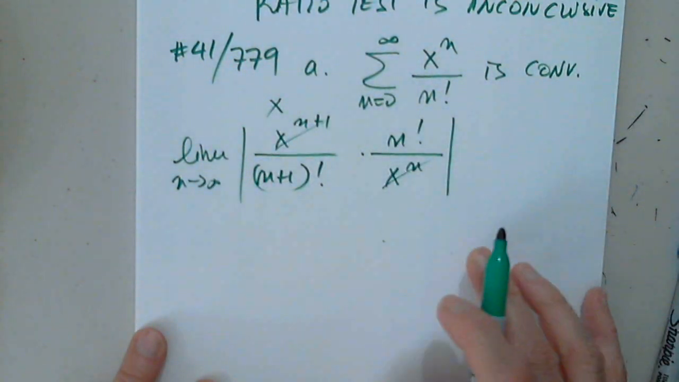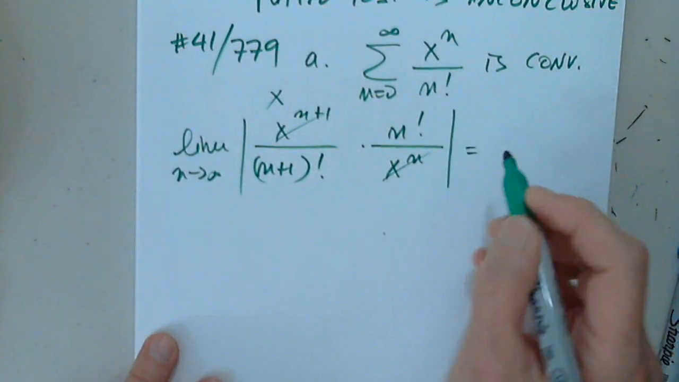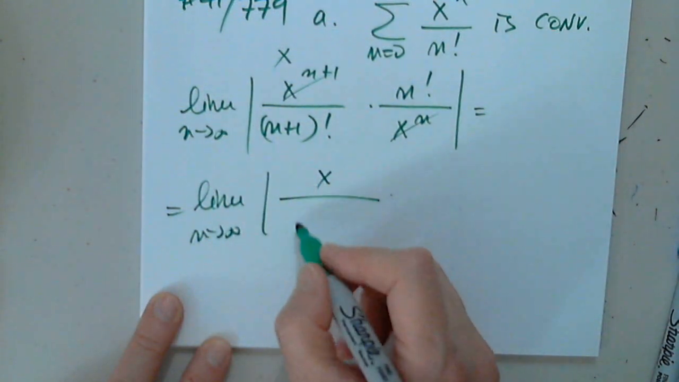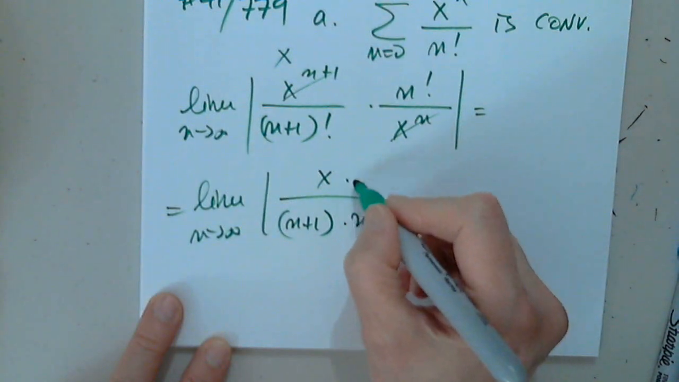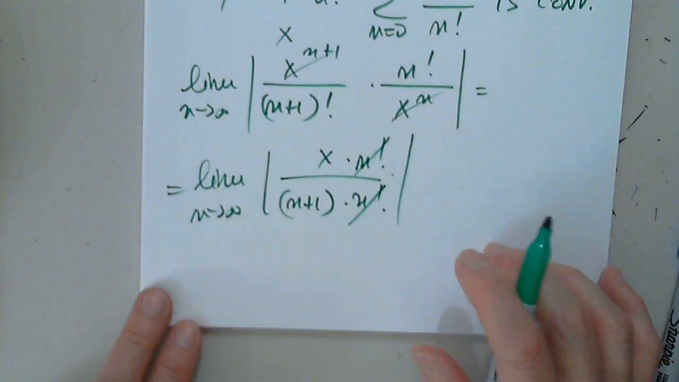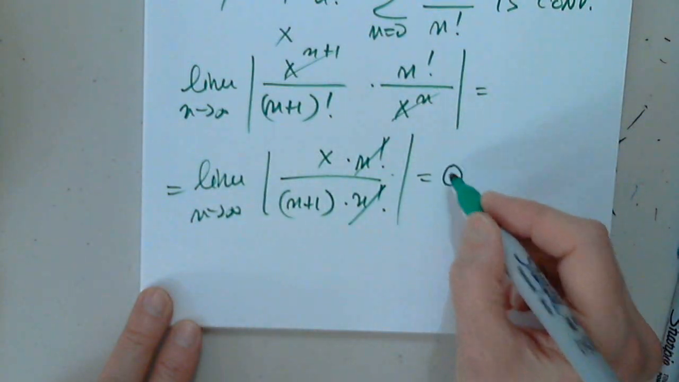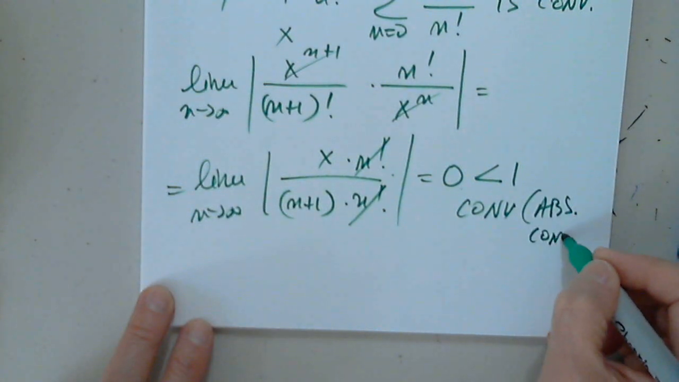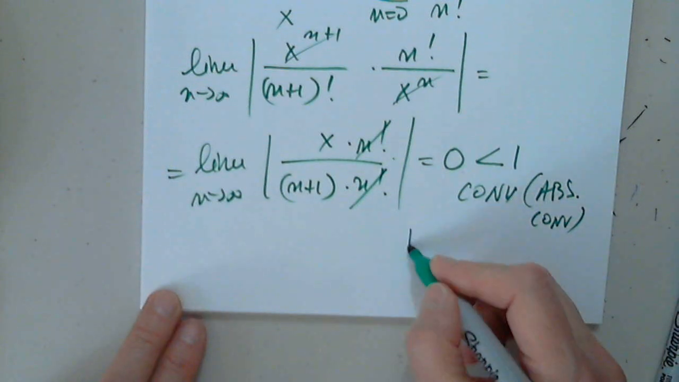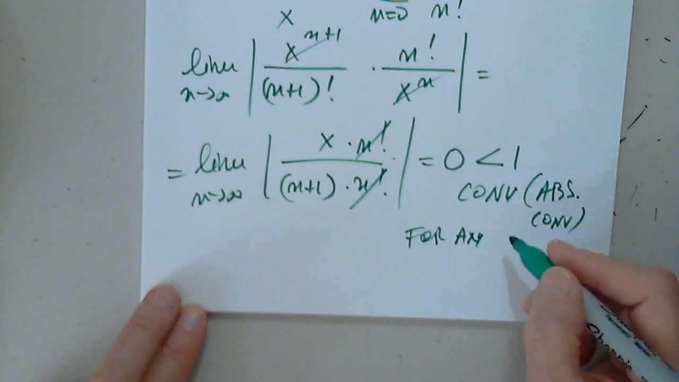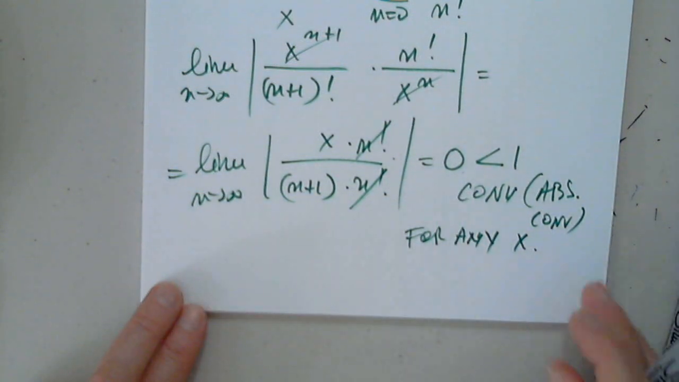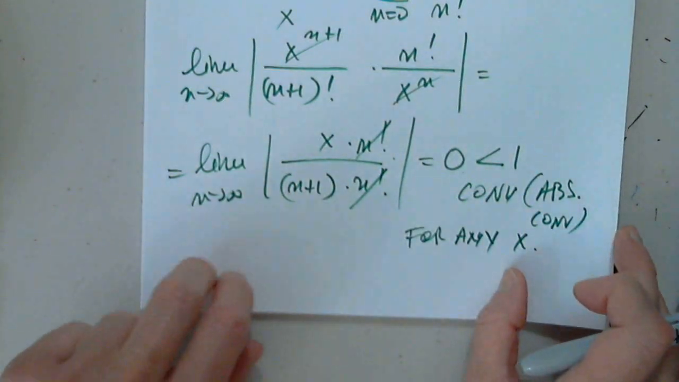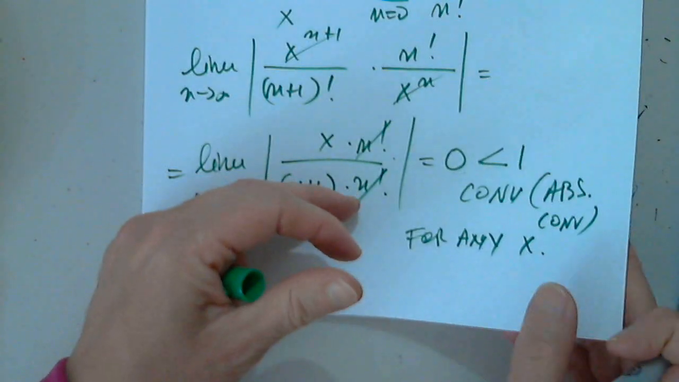Yes, I'll simplify and I get 1 x there. And I will simplify here as well. So this is x, this is n plus 1 times n factorial, times n factorial from here, these two go away. So when n approaches infinity, this quantity approaches 0, which is less than 1, which is always convergent. Well, absolutely convergent. So for any and all x, the answer is 0. Does it not depend on x? When n approaches infinity, this quantity is 0. This limit is 0.